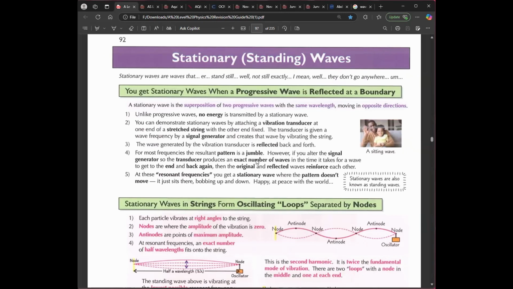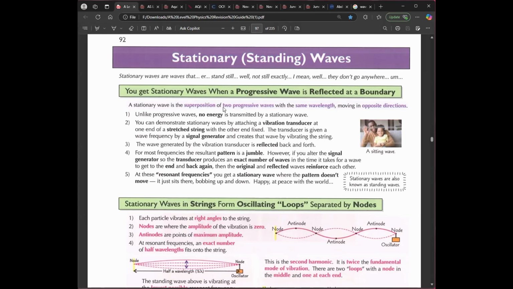I think we are almost to the close. So, stationary waves: when a progressive wave is reflected at a boundary, stationary waves are formed when there is a reflection of the waves and then they interfere. So interference is part of stationary waves as well. There is some interference, and that's why we see a stationary wave.